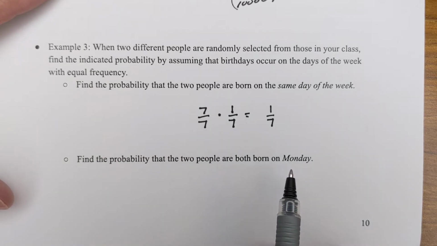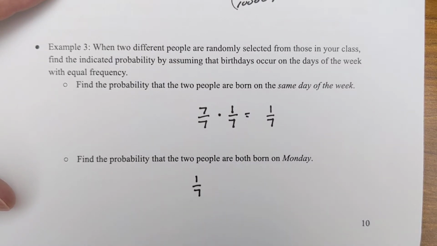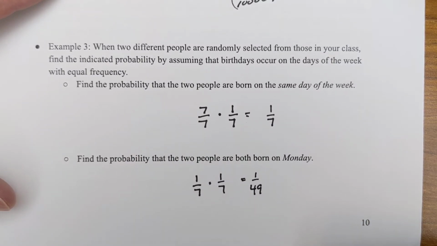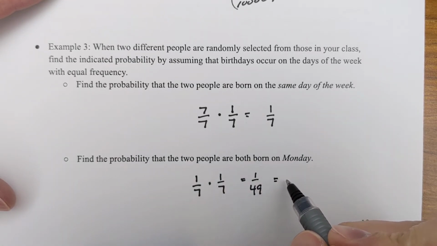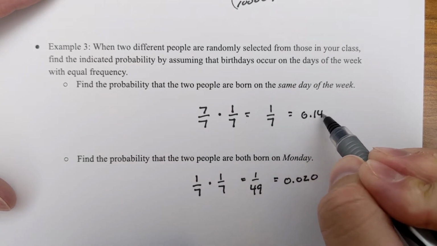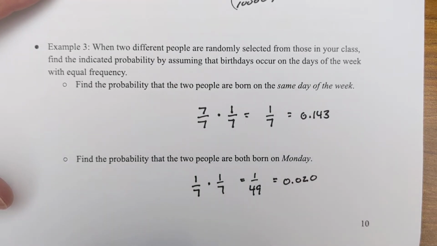Now, if you want to be specific about it and say they're both born on a Monday, that changes it, because then the first person has a 1 out of 7 chance of being born on Monday. So does the second person. So if you are specific about the day of the week, it makes the number much, much less. So this is a decimal 0.020, and 1/7 as a decimal is 0.143. So if you say any day of the week, you have about a 14% chance of the people being born on the same day. If you say specifically on a given day, it's much smaller.